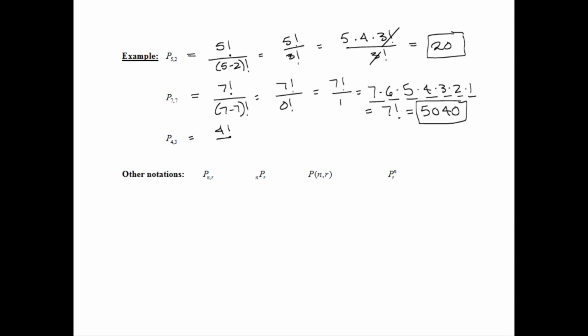Permutation 4, 3. 4 factorial over 4 minus 3 factorial. 4 factorial over 1 factorial, which is 4, 3, 2, 1. So 24 possibilities. Okay, that's just a little bit of practice with using our formula for permutations.